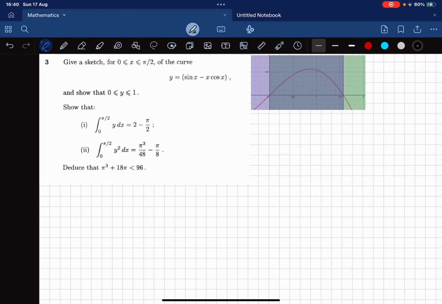Hello guys, we're here with another STEP question and it's going to involve a little bit of graph sketching, a little bit of integration, and then knowing our double angle formulas very well and being able to derive some reduction formulas based off of that, reducing powers. So let's get right into it.